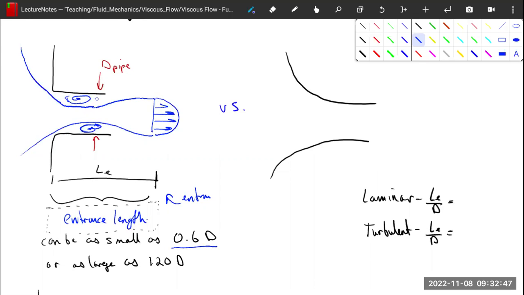It can be as small as 1/6 of a diameter, or it can be as large as 120 diameters. It can take sometimes quite a long time for the entrance length, for the flow to fully develop, is what we would say. Fully develop into a profile that does not change as we move along the pipe.